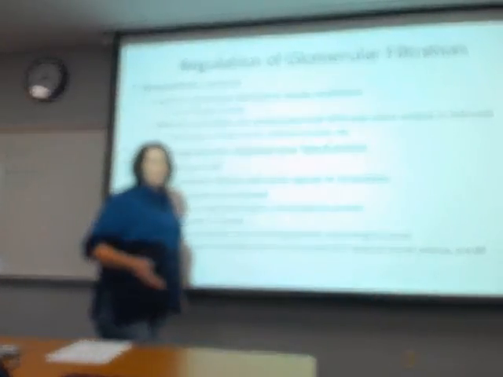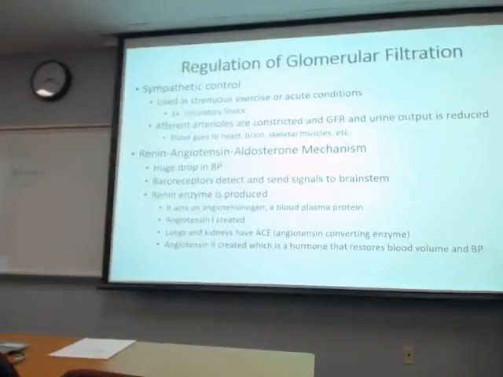So we've made it to urine formation 1, where we have had the blood flow into the kidneys. We have made it through those arterioles into this nephron.